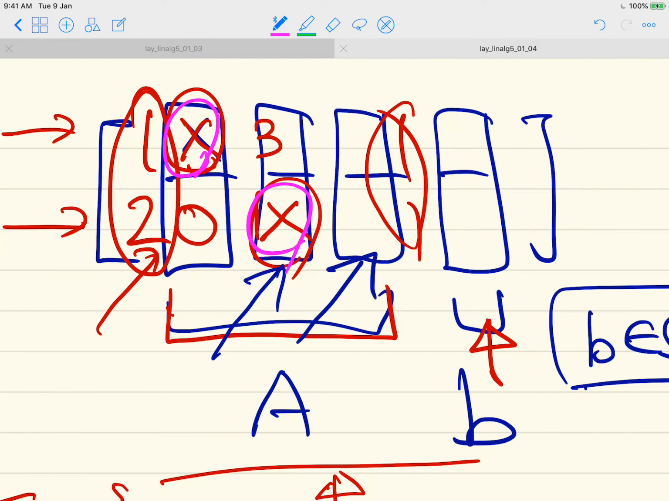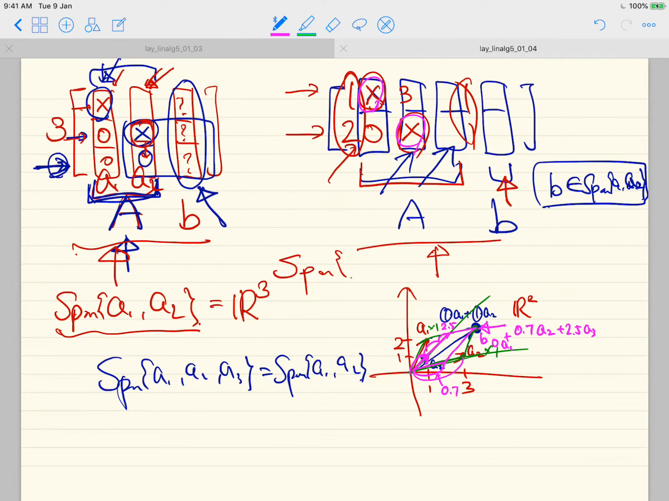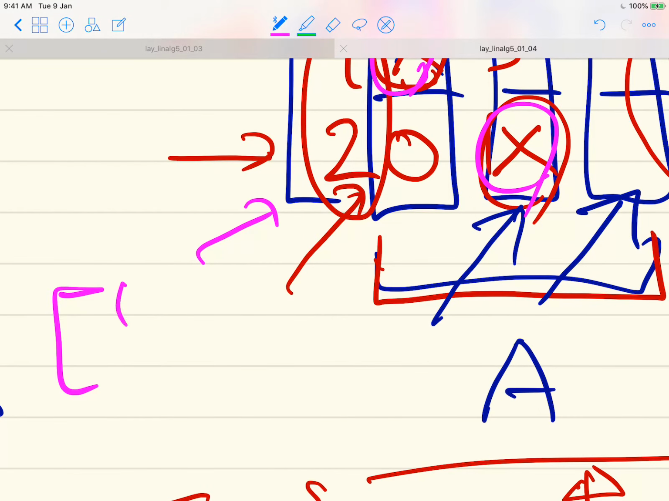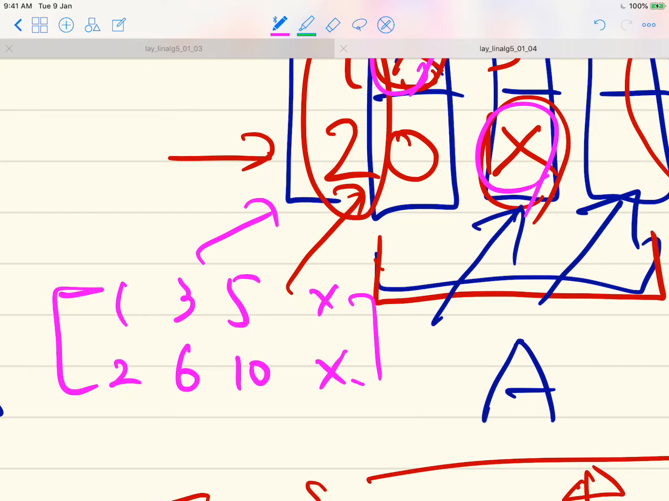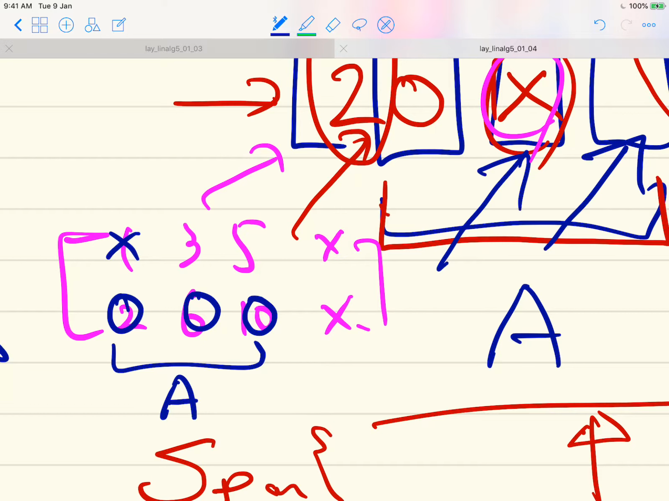And also, what if our matrix is in this form? 1, 3, 5, 2, 6, 10, and something like that. If we perform the Gaussian elimination, this is our pivot, and then 0, 0, 0, right? Even though we have three variables, which is more than the number of equations, which is 2, it is not always the case that we have a solution. The pivot doesn't exist in the second row within this A part, so we cannot guarantee that we always have a solution regardless of b.